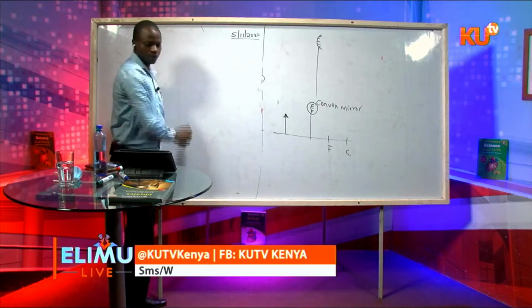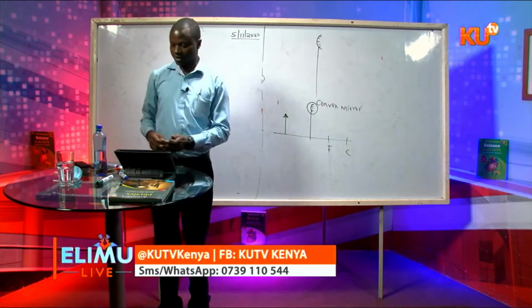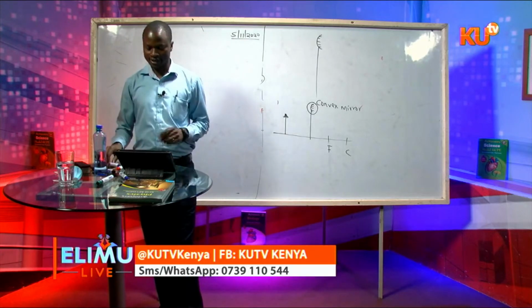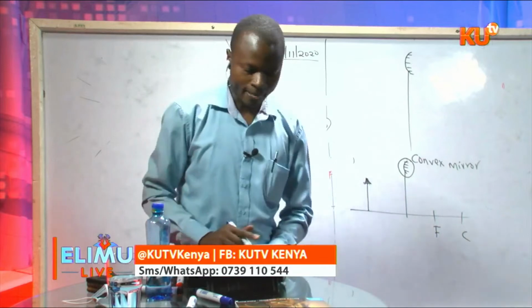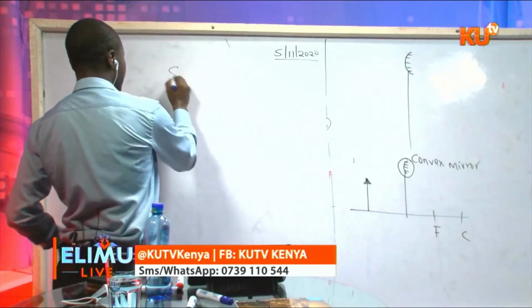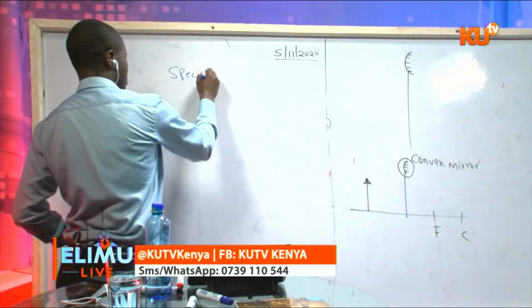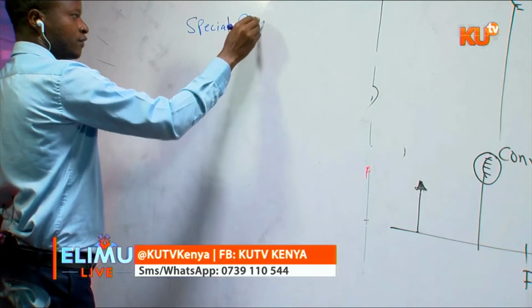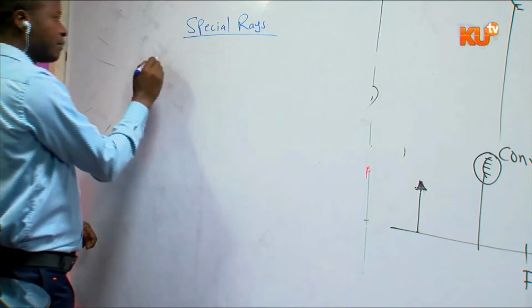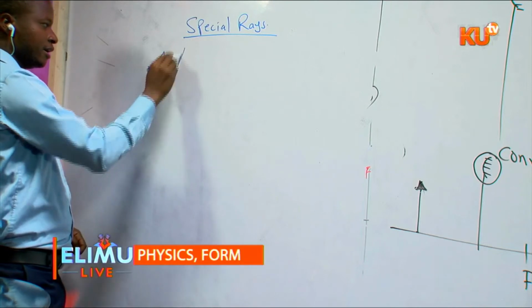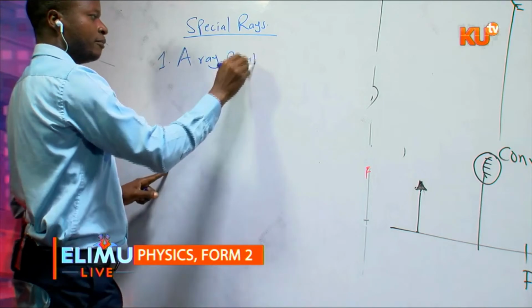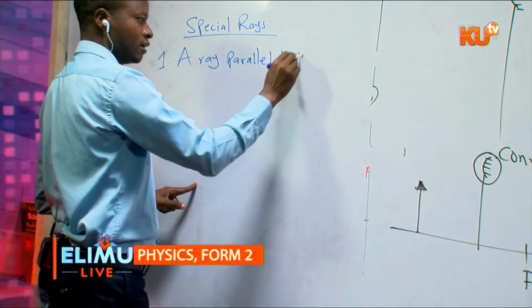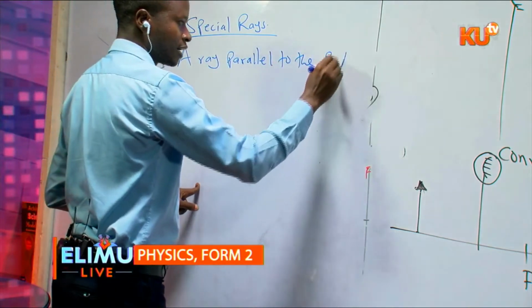There are three special rays that we use to locate and draw the image. So, the special rays. There are only three special rays that we use for ray diagrams. Ray number one is a ray parallel to the principal axis.